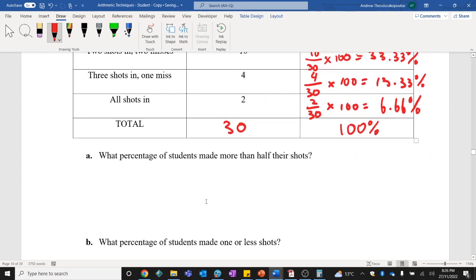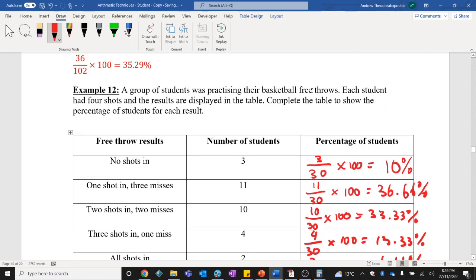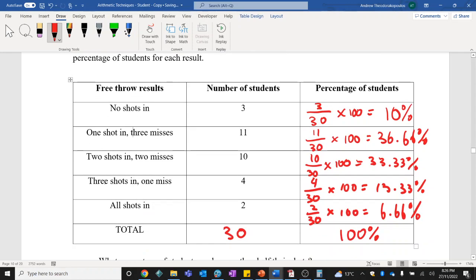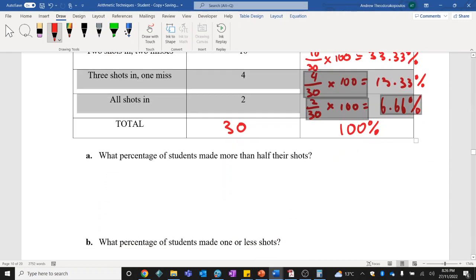What percentage of students made more than half their shots? Okay, so each student had 4 shots, so which percentage of students had more than half their shots go in? Half of their shots would be 2, so we're looking at 3 or more, which is these 2 groups here. 13.33% plus 6.66%, that gives me 20%.